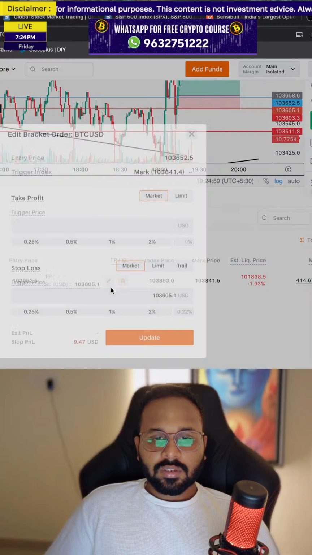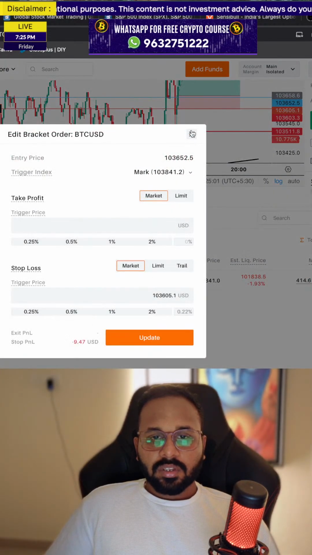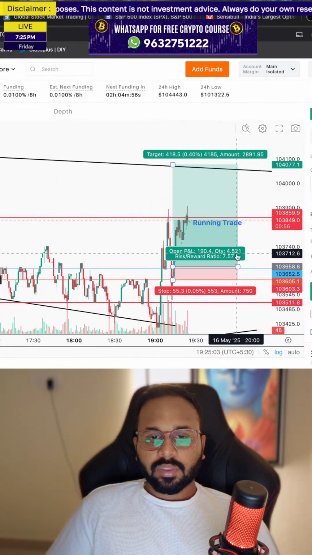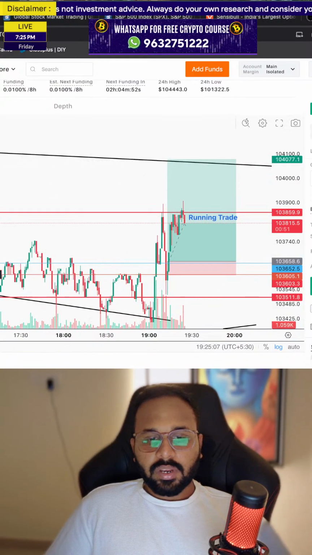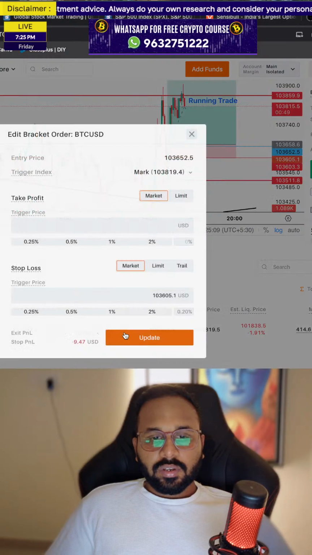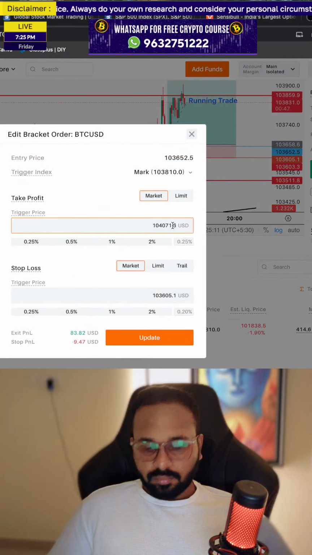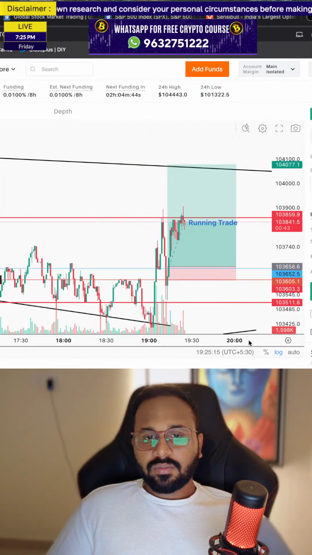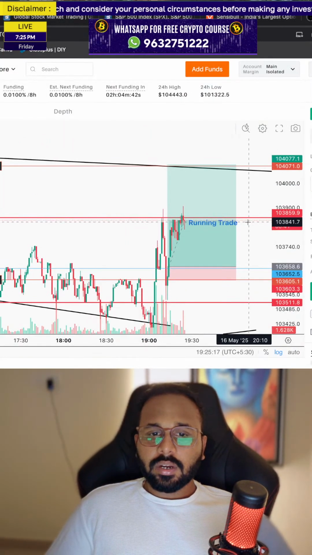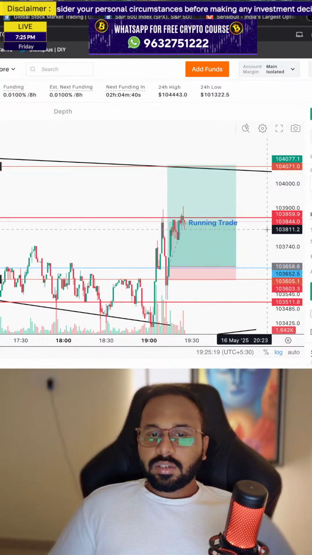What is the risk reward? Stop loss is just $9 now. Target, let's say I decide this, copy this target price, put it here. $9 risk, $80 reward, that's a very good risk reward target, right? So we'll stick to that.